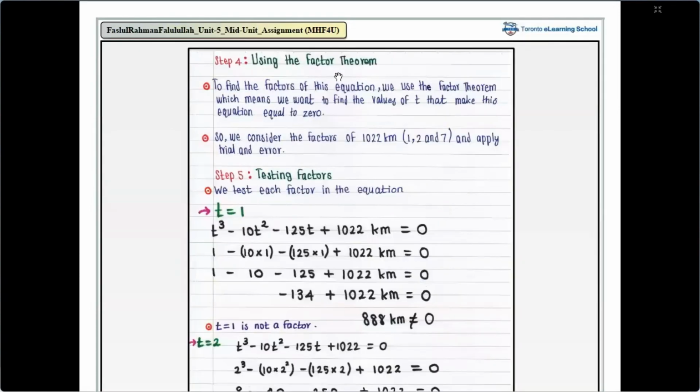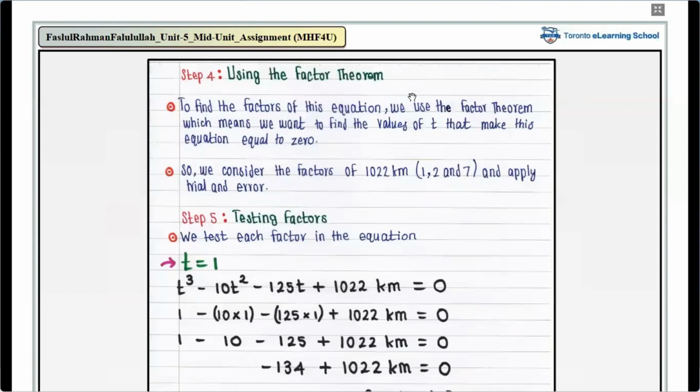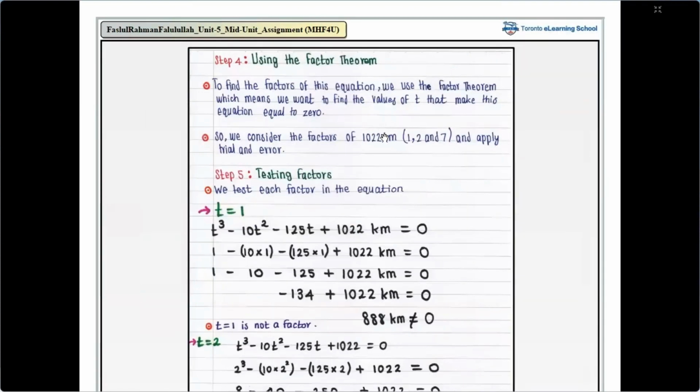So step 4, using the factor theorem. Find the factors of this equation. We use the factor theorem, which means we want to find the values of t that make this equation equal to 0. So we consider the factors of 1,022 kilometers. So they are 1, 2, and 7 and apply trial and error.